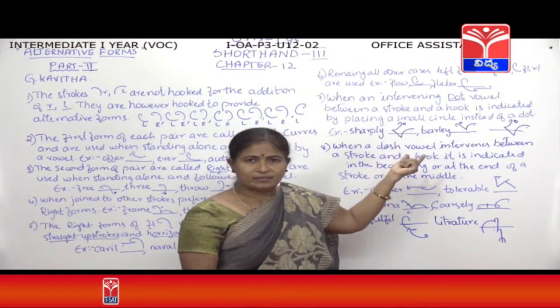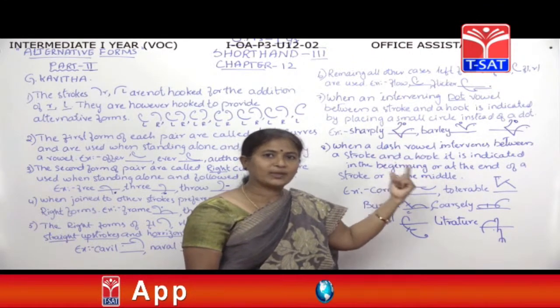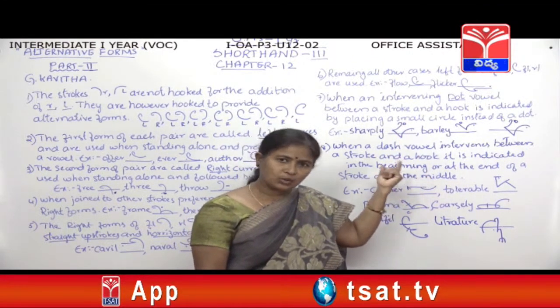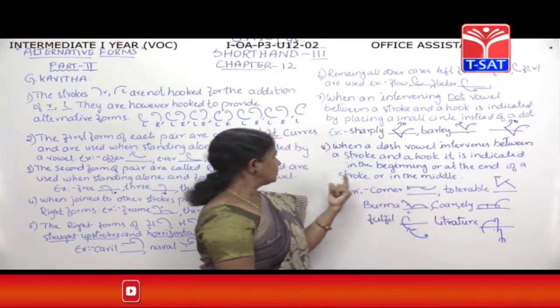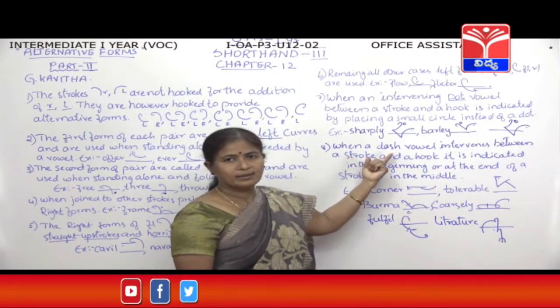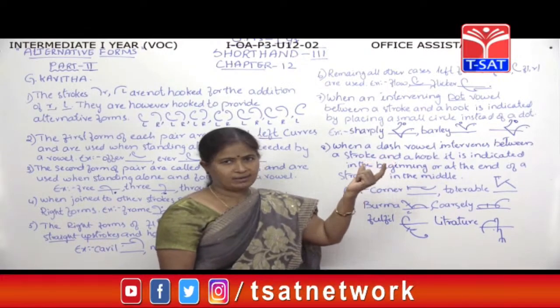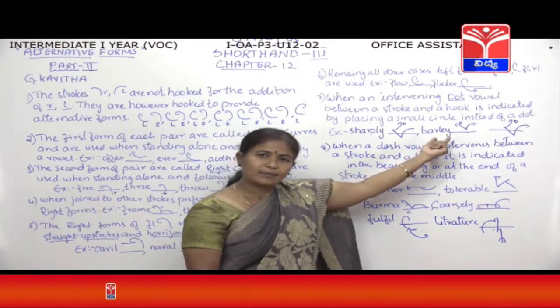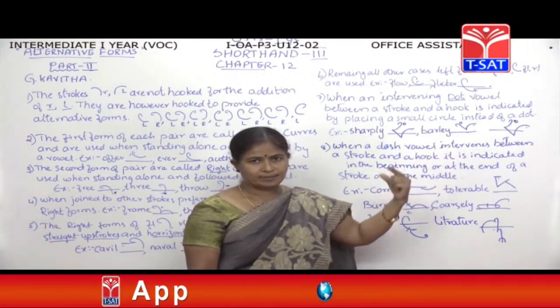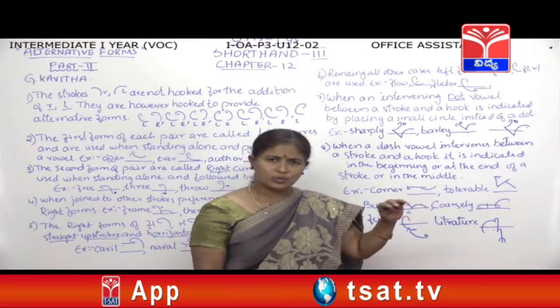Second place, mostly it will not come. Third place vowel, it will come. Dot vowels we have in the first place and third place vowel also. Okay. Now, when a dash vowel occurs in between a stroke and a hook, when dot vowels come, we place a small circle, either in the first place or the third place. Okay. Second place almost won't be there.